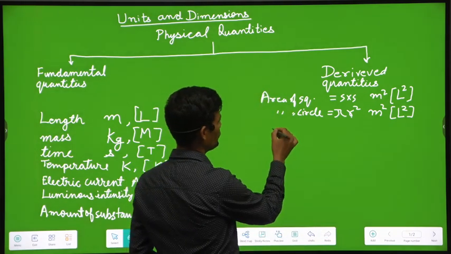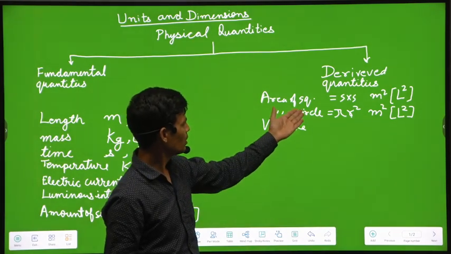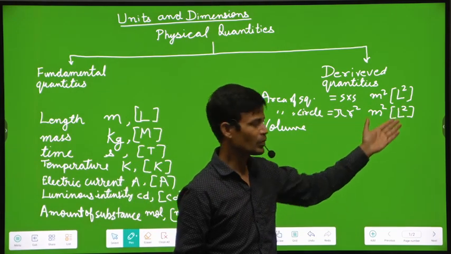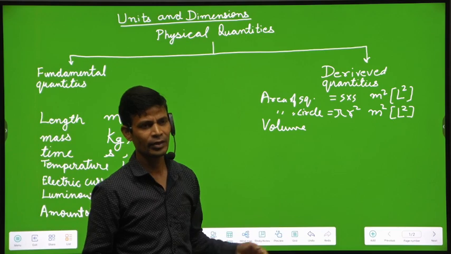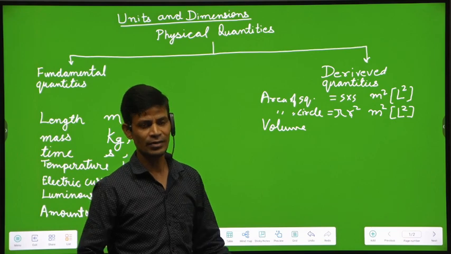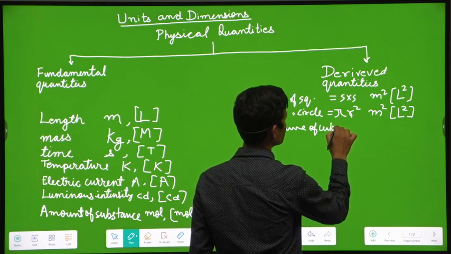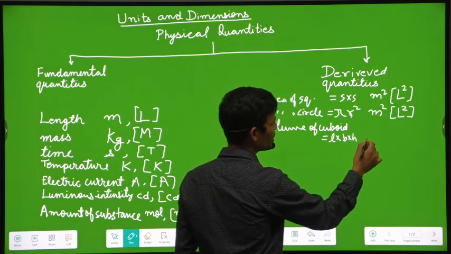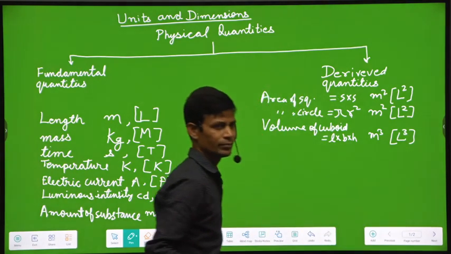Okay, now a few more examples like volume. As here we have taken area and its unit and dimension were the same, so also I'm taking volume of a cuboid, but the unit and dimension will be the same for any type of volume. So volume of a cuboid, we know it is length into breadth into height. So meter into meter into meter, that is meter cube, and dimension is L3.